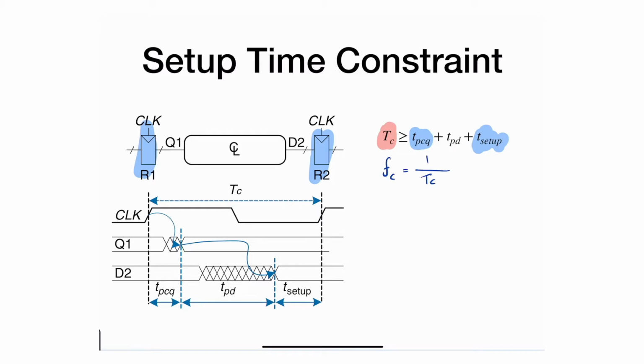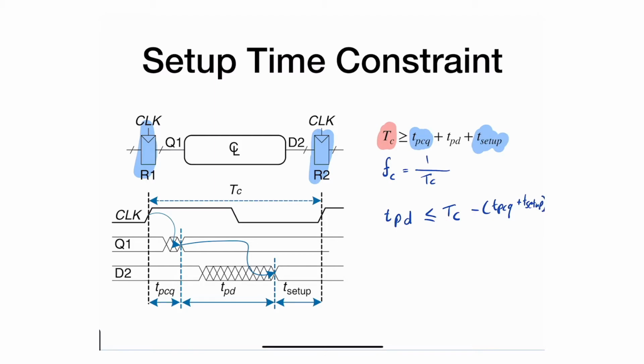You as a designer usually just have control over the combinational logic here. So I'm going to just rearrange the terms around that inequality. This tells me that the propagation delay has to be less than TC minus T propagation clock to Q plus T setup.